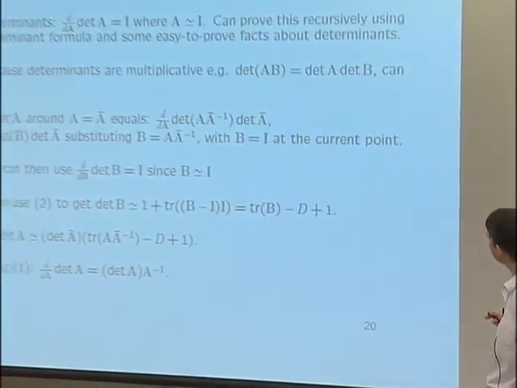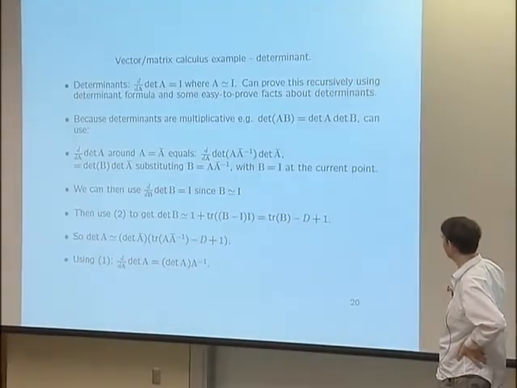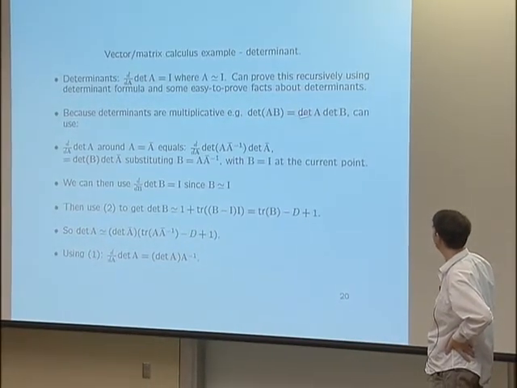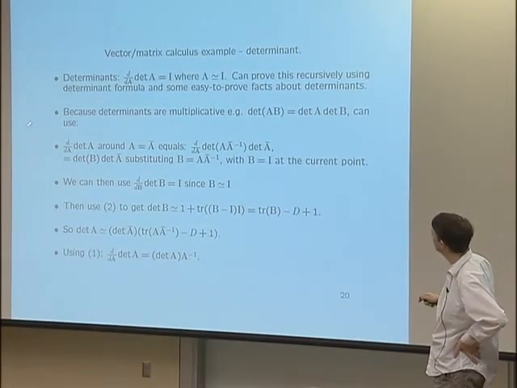But now because determinants are multiplicative, so the determinant of AB equals determinant of A times determinant of B, we can introduce an A bar again. So d by dA of det A around A equals A bar.